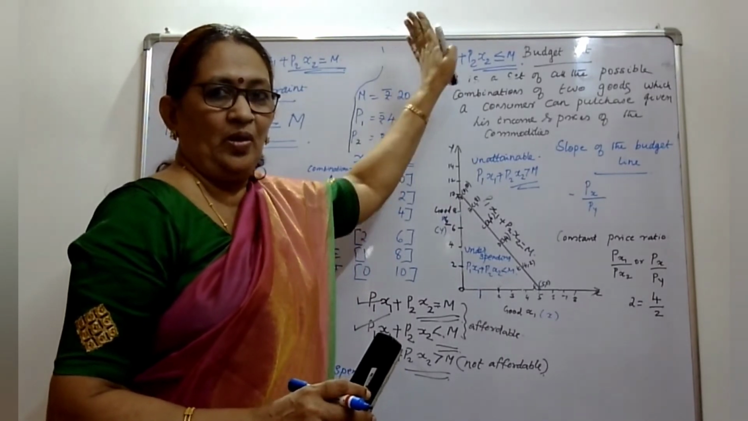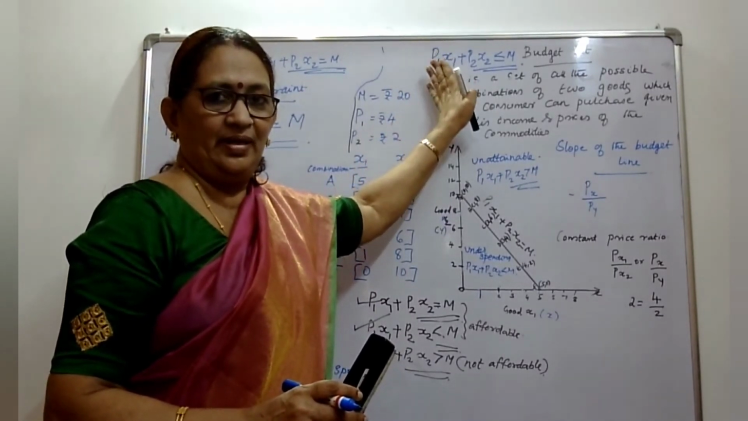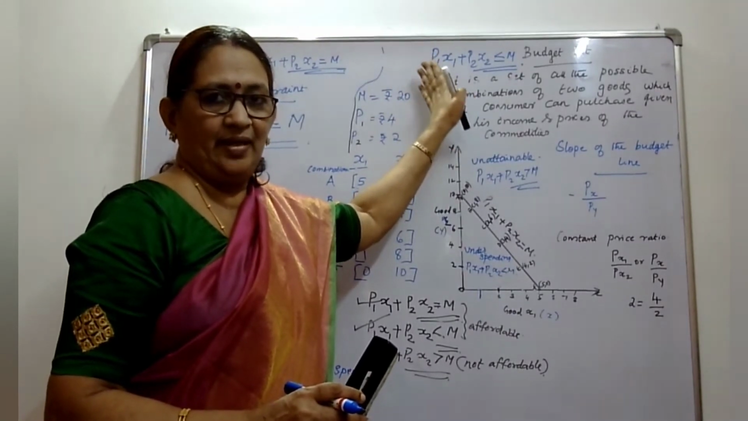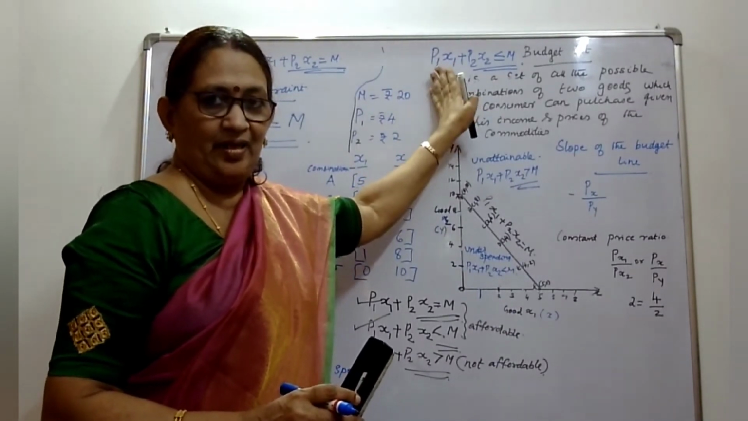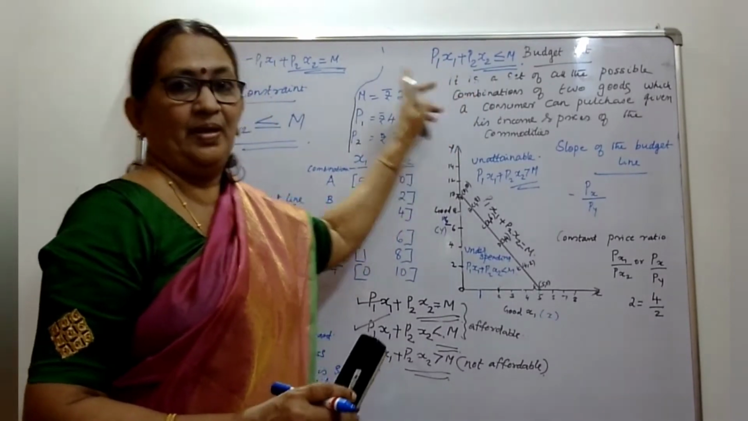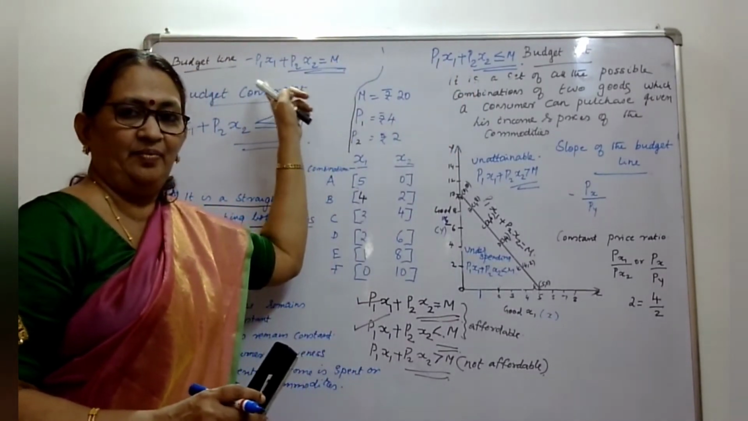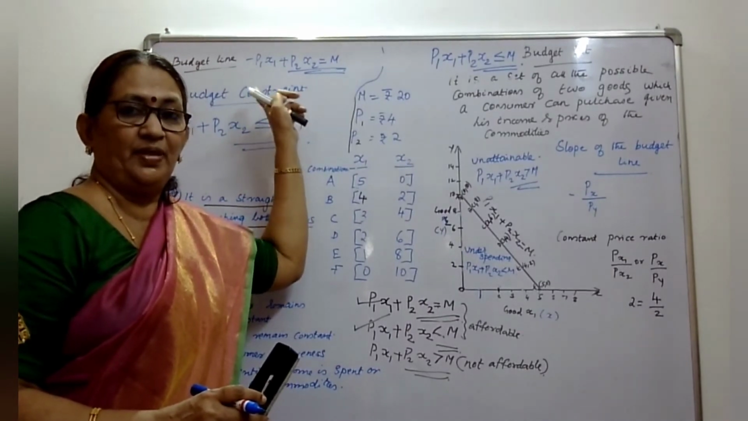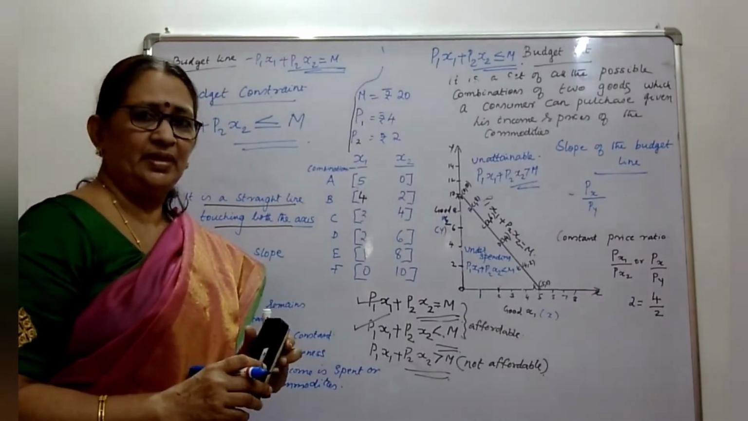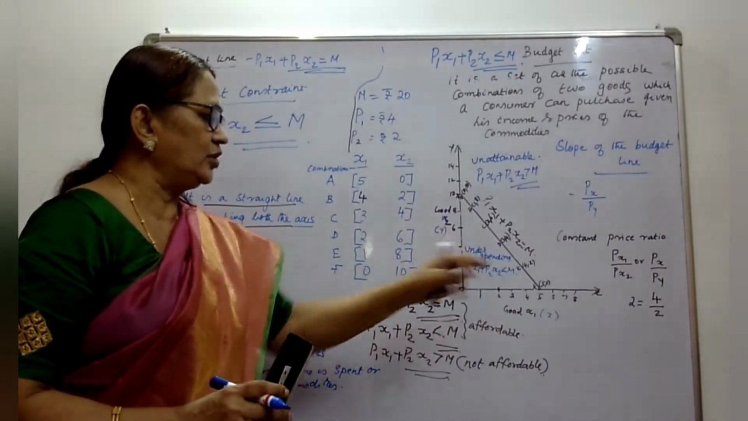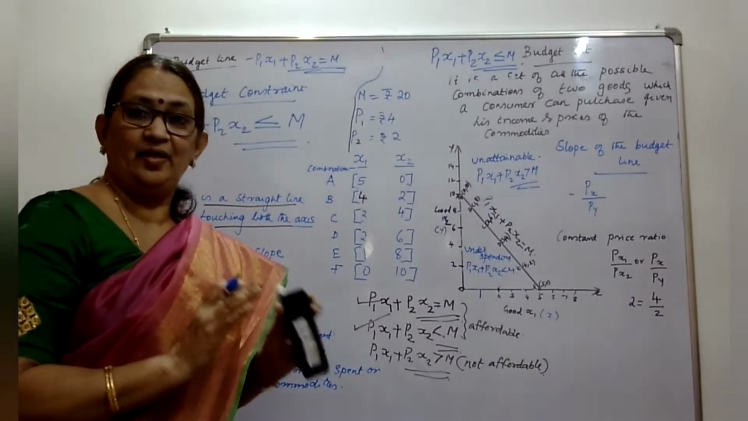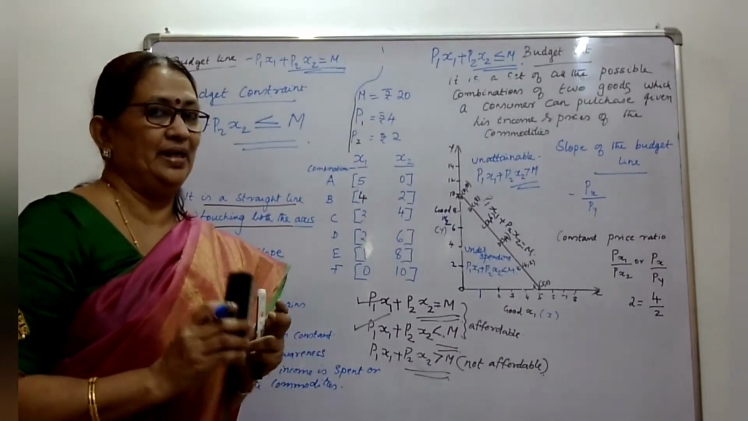So, all the combinations of bundles which are equal to income and less than income come in the budget set, which is the budget constraint. But budget line or price line means P1 x1 plus P2 x2 equal to M. Now, what determines the slope of the budget line? Downward sloping, okay. The reason for downward sloping we know is the inverse relation.